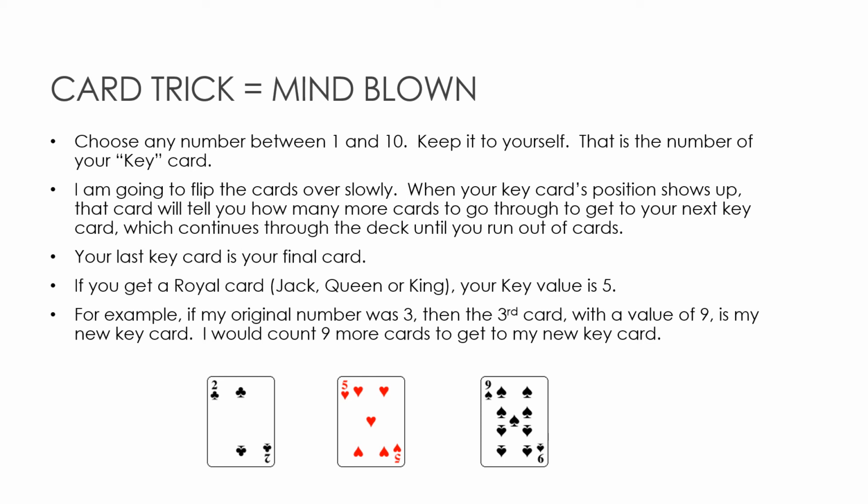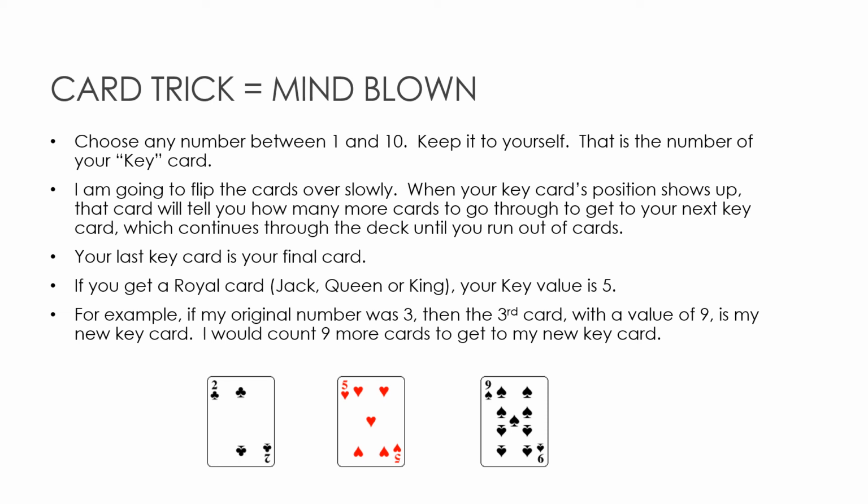That's your key card number. What I'm going to do is flip the cards over slowly, and obviously since this is a video, I'm just going to put the cards up on the screen, and I've put them out there in random order. When your card's key position shows up, that will tell you how many more cards to go through to get to your next key card, which continues until you run out of cards. The last key card is your final card.